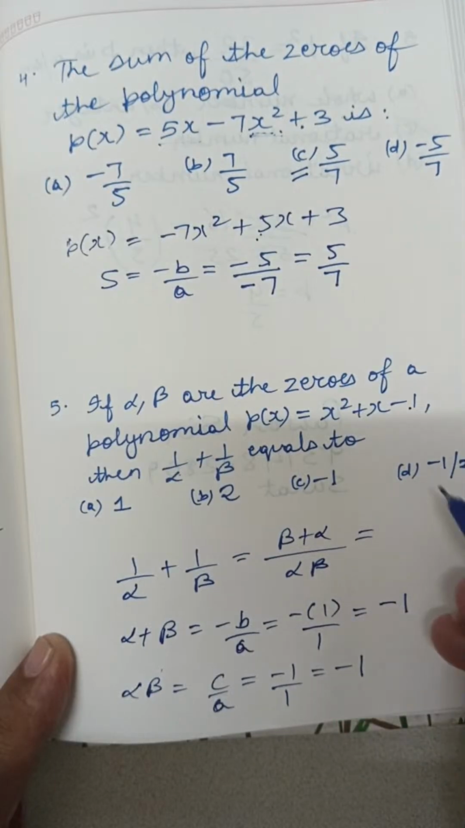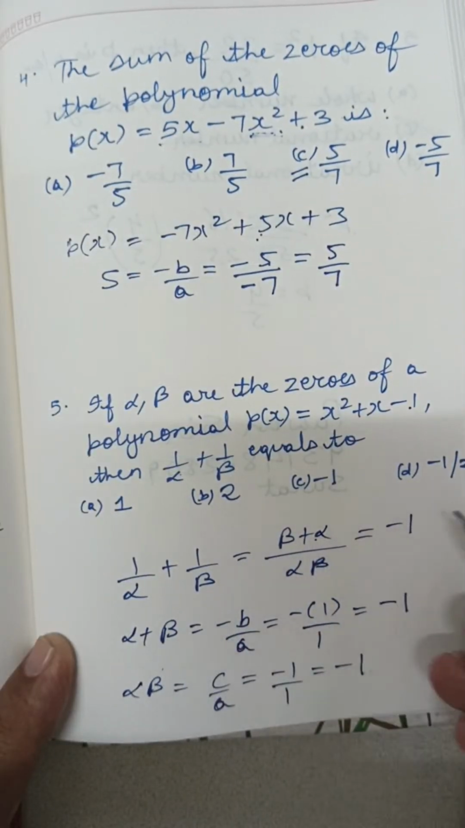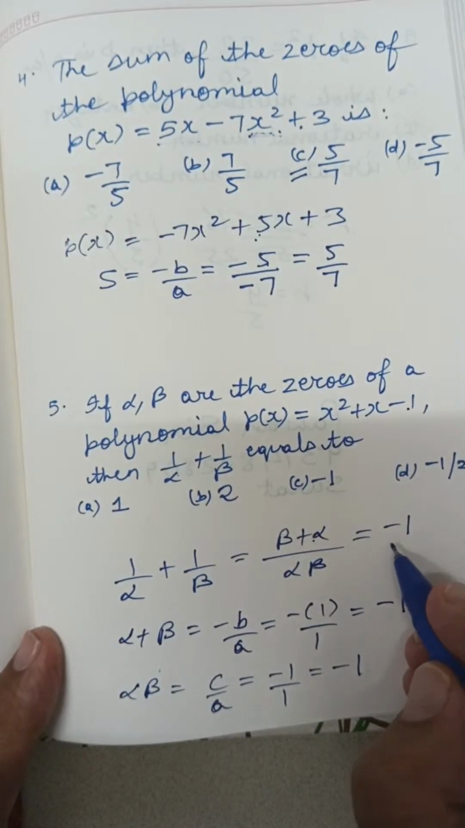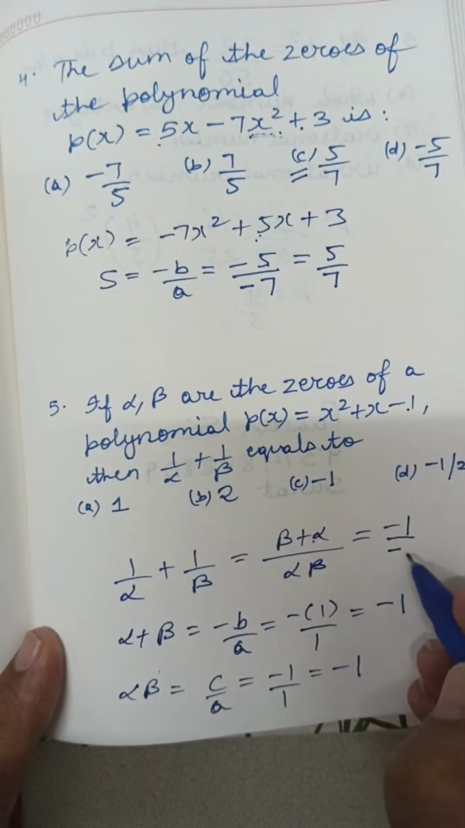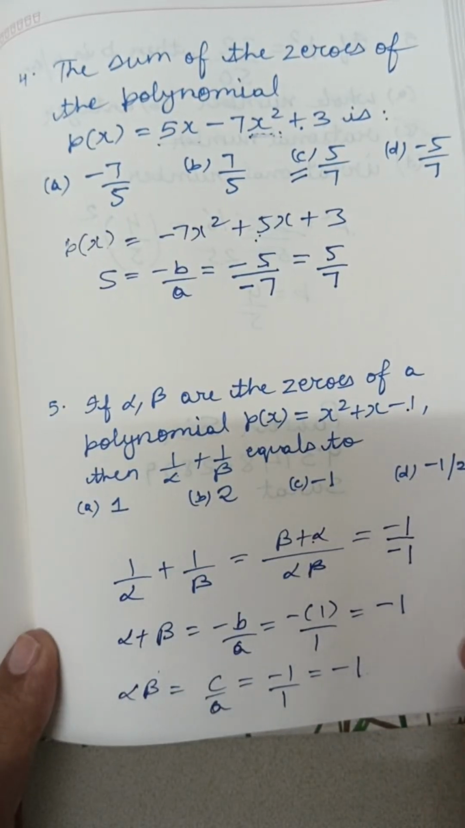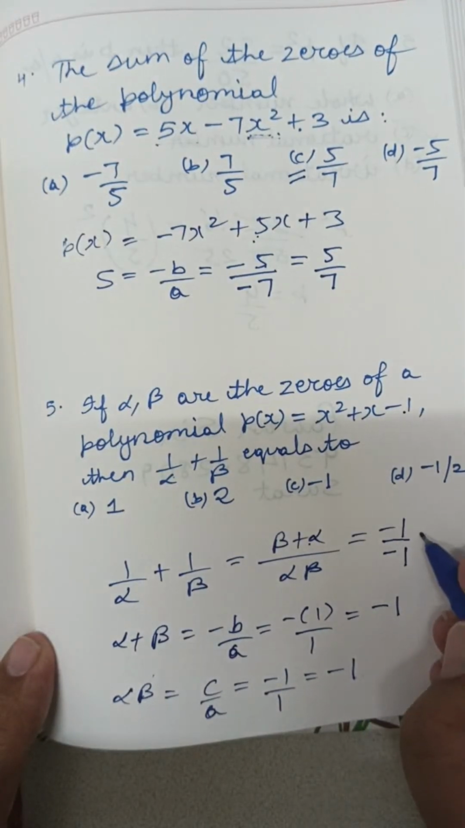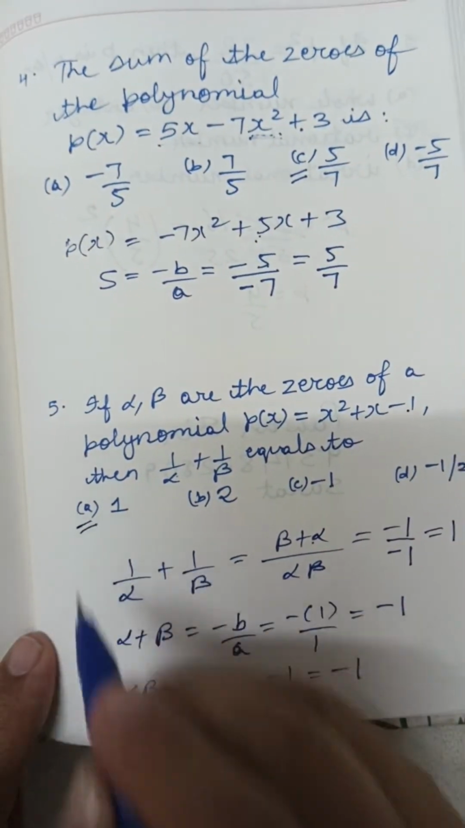So what is the final answer? Alpha plus beta is minus 1. Alpha plus beta and beta plus alpha both are same by commutative property of addition. Now what is alpha beta? It is again minus 1. So what is the final answer in this? You can see minus 1 upon minus 1. It is equal to 1. So option A is the correct answer.